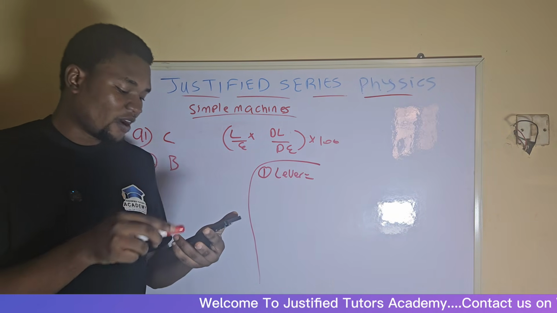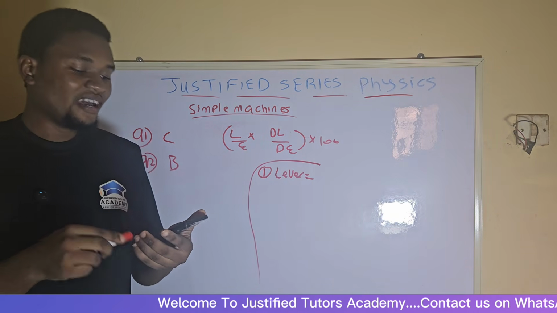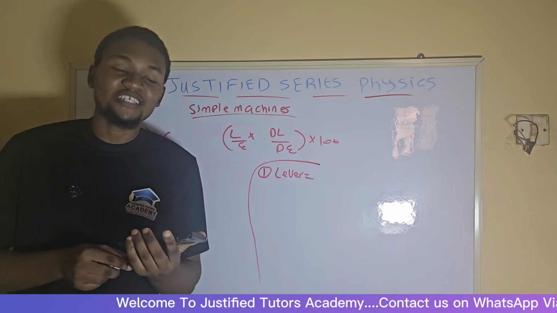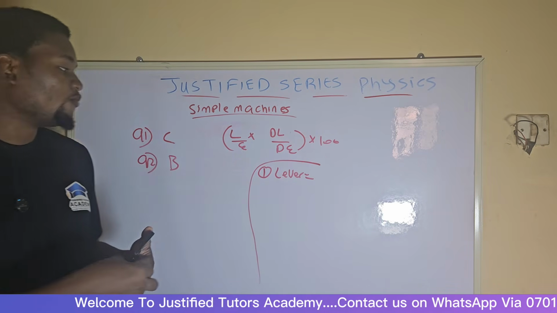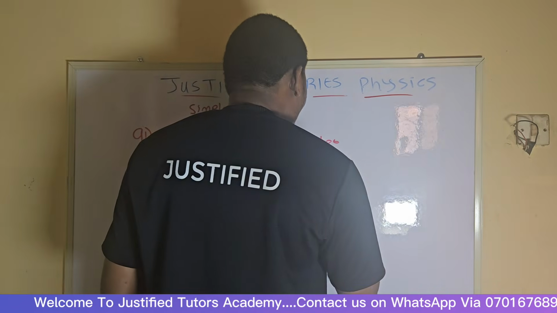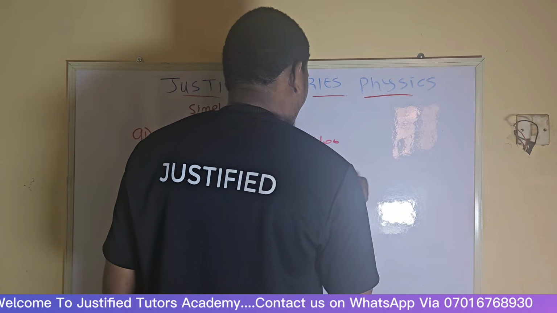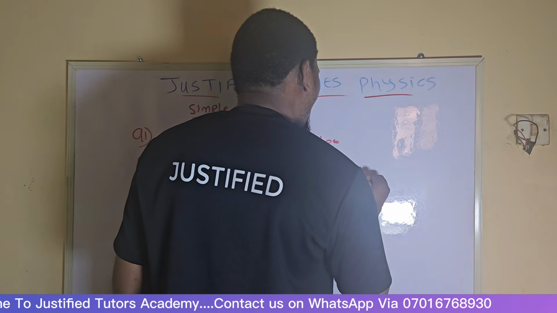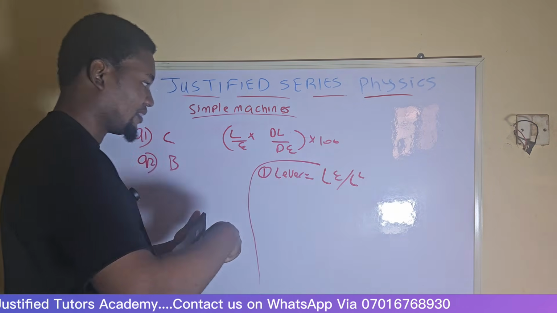The lever one is equal to the length of the effort arm over the length of the load arm. That is the formula.